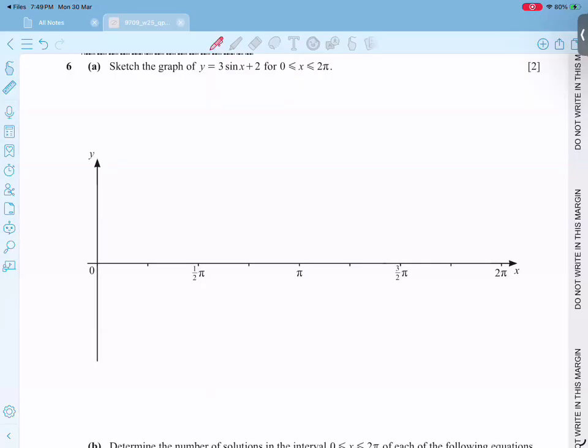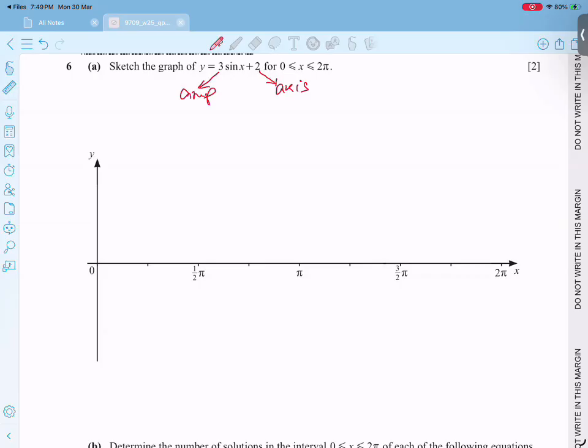Question number 6, we have to sketch this graph. Do you know, student, this 2, the adding or subtracting value, is called the axis. And this 3, the multiplying factor, is called the amplitude. So 2 is the axis.